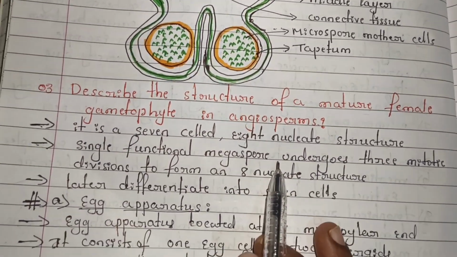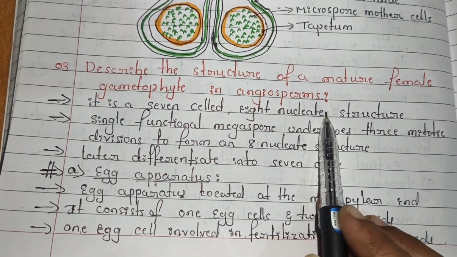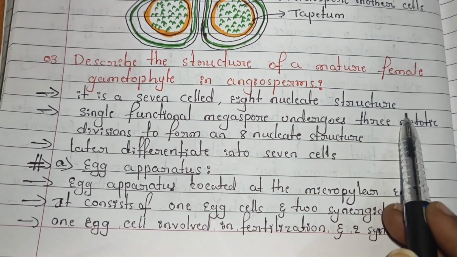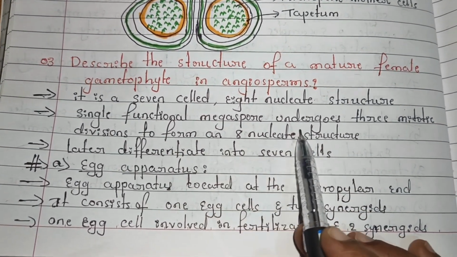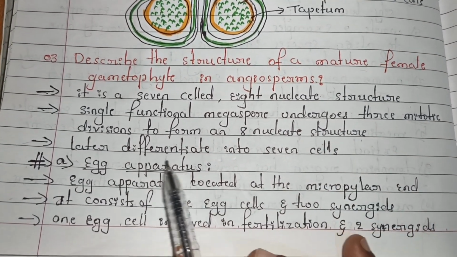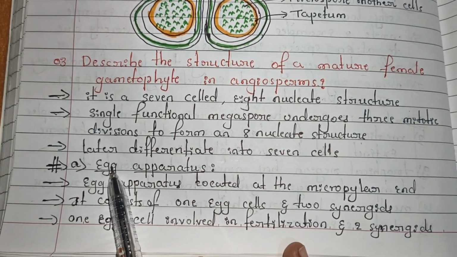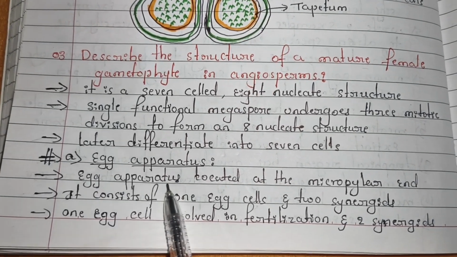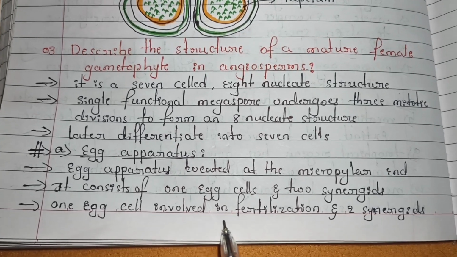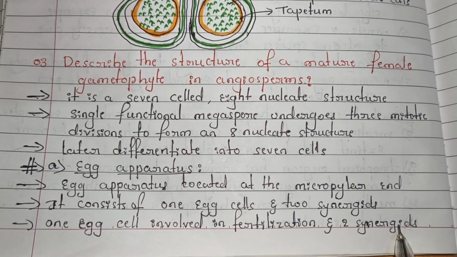The third question is: describe the structure of the mature female gametophyte in angiosperms. You have to describe the points. First, it is a 7-celled, 8-nucleate structure. A single functional megaspore undergoes 3 mitotic divisions to form an 8-nucleate structure, and later it differentiates into 7 cells. First is the egg apparatus. The egg apparatus contains one egg and 2 synergid cells. The egg cell is involved in fertilization, and the synergids help guide the entry of the pollen tube into the embryo sac.